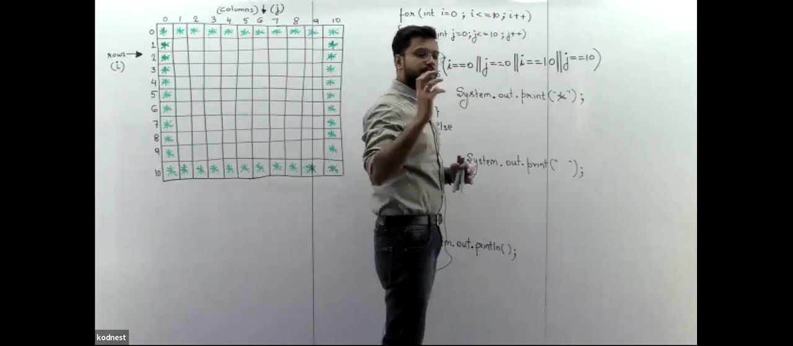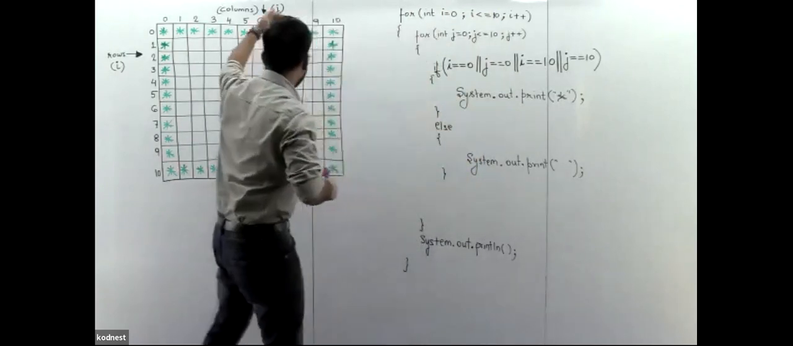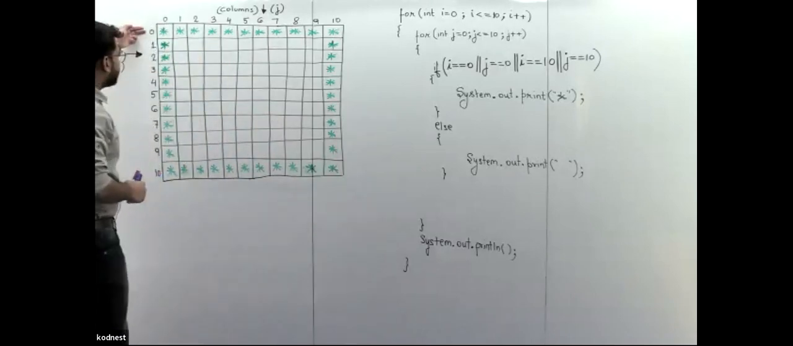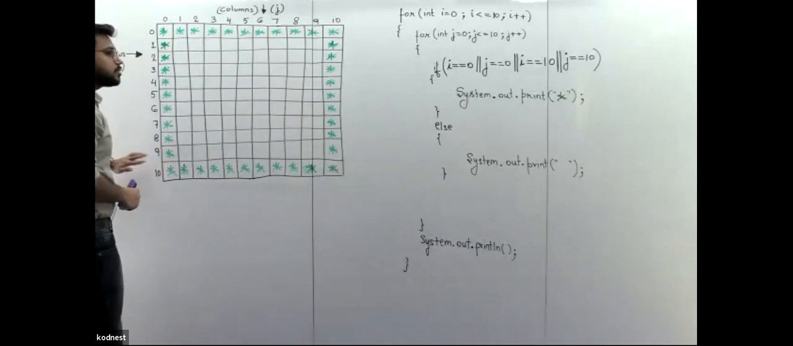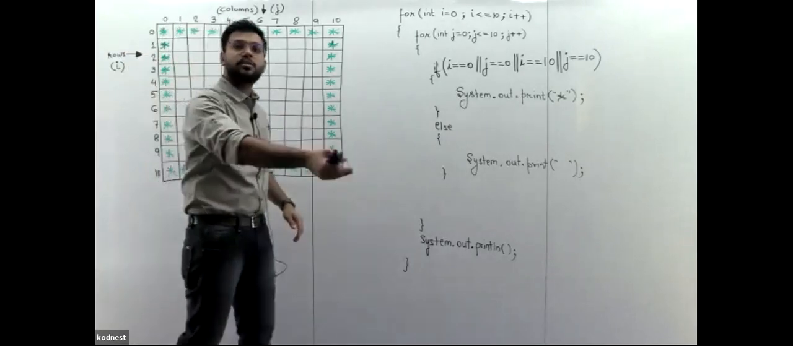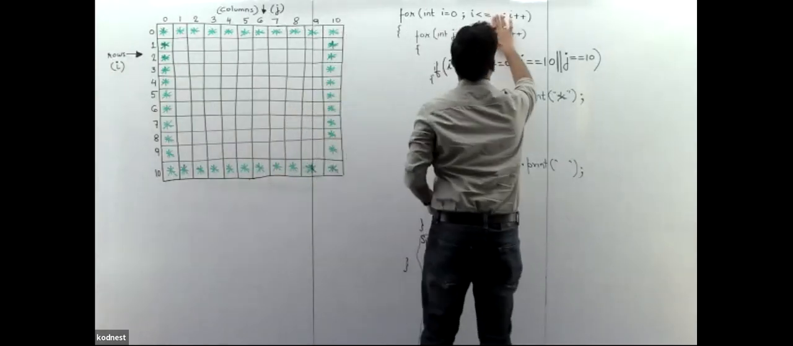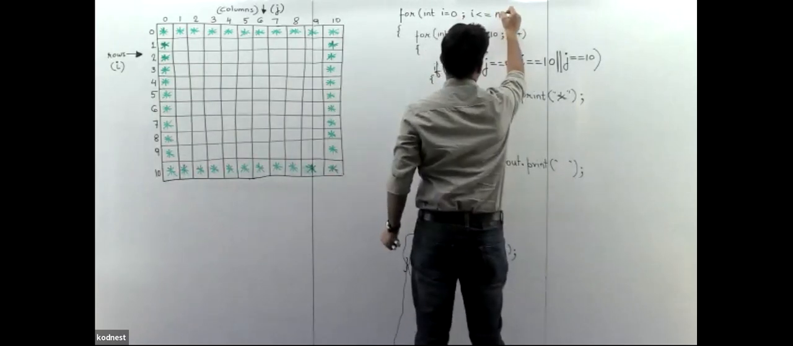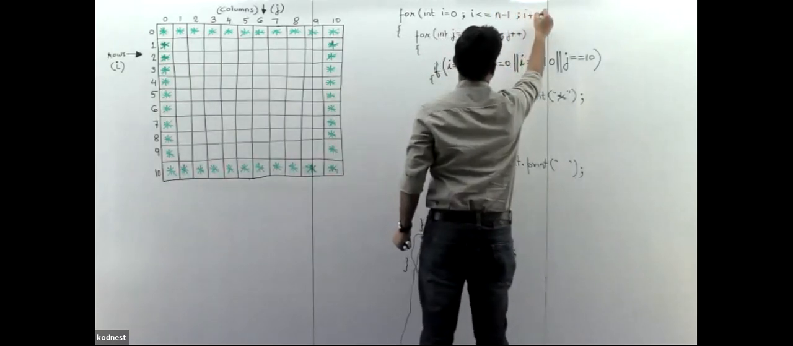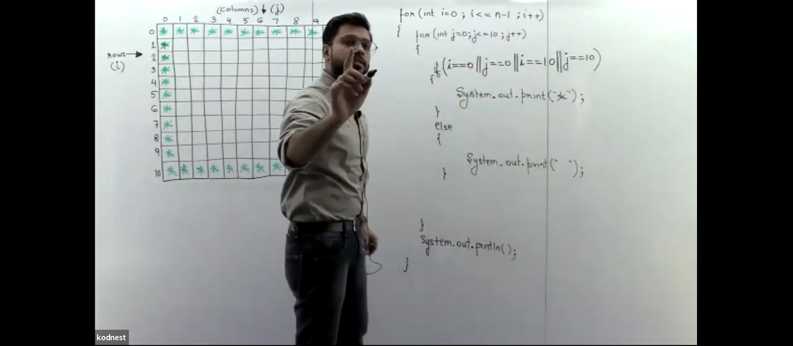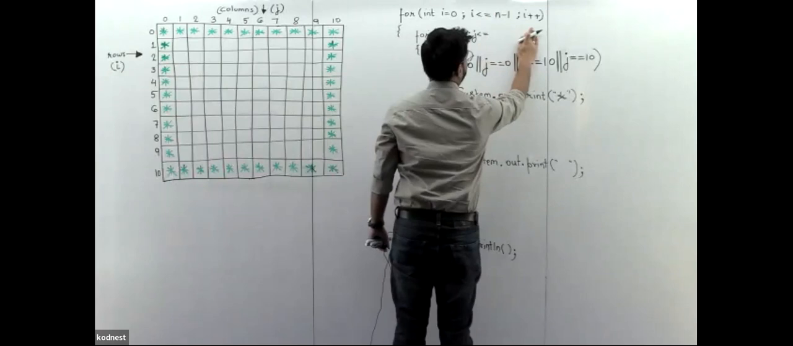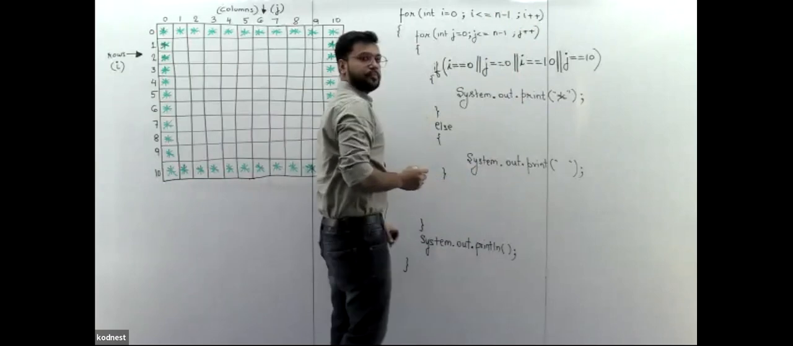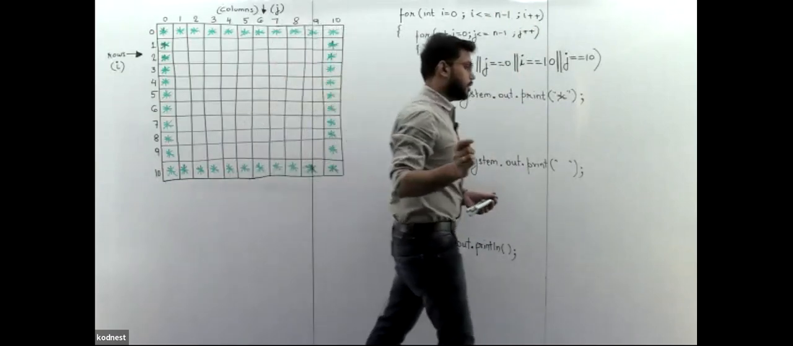What is 10? If you see from the perspective of 11, there are 11 rows, but I am going until 10. Means I am starting from 0, I am going until 11 minus 1, 10. So here I will tell 11 minus 1, what is 11? N. So here I will tell n minus 1, i plus plus. In the same manner, here also I will mention n minus 1, j plus plus. Let us check this first.